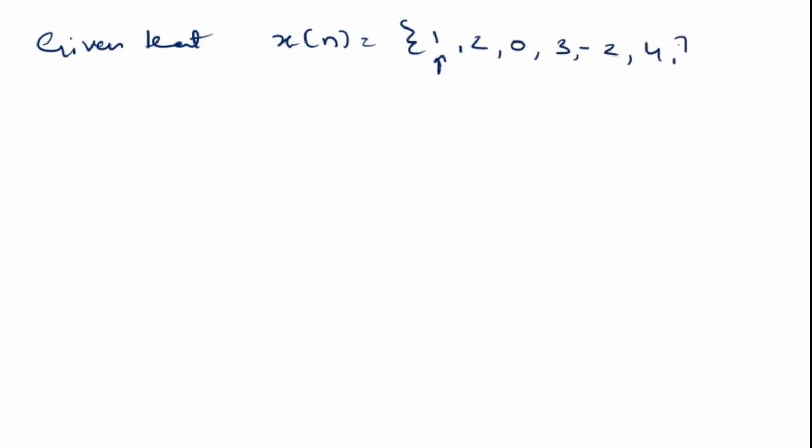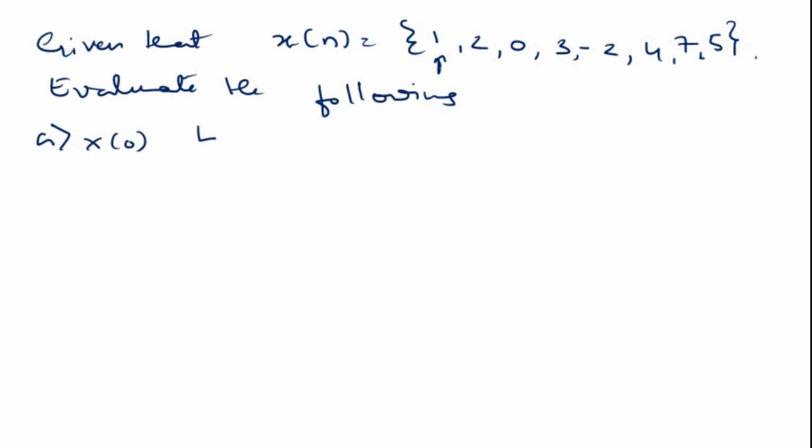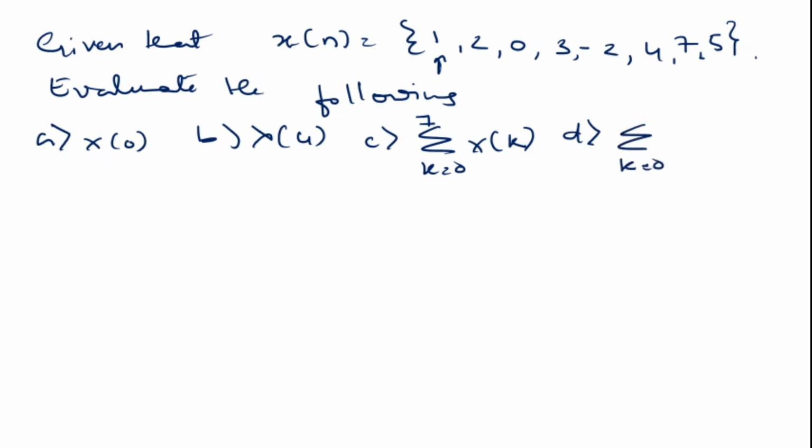Next problem, given that x of n is equal to 1, 2, 0, 3, minus 2, 4, 7, 5. Evaluate the following. First one X of 0, second one X of 4, third one summation k is equal to 0 to 7 X of k, and fourth one summation k is equal to 0 to 7 mod of X of k square.